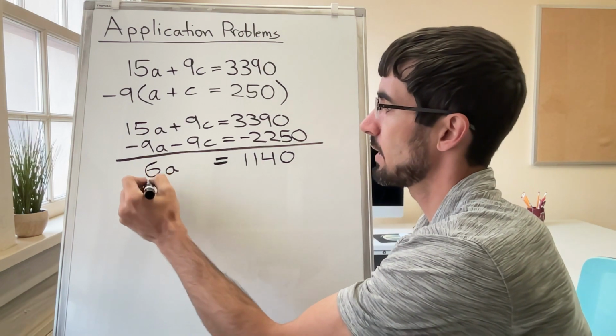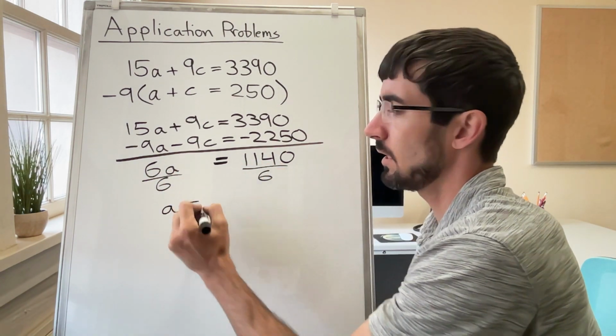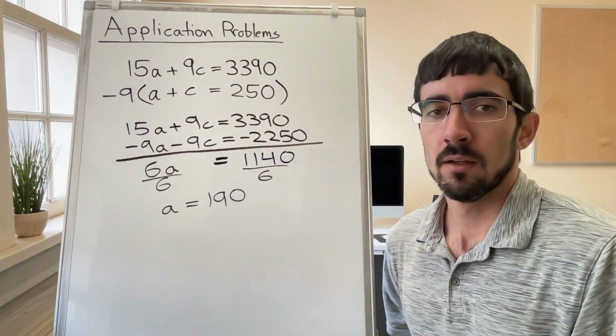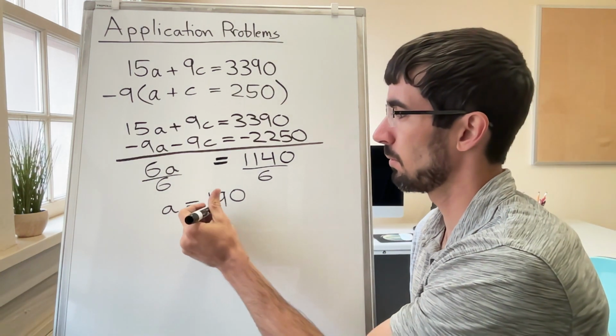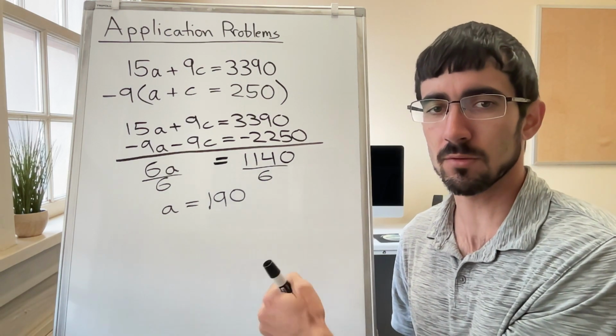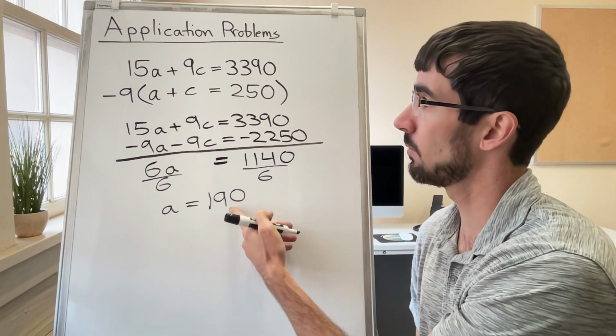I need to divide by 6 to solve for a, and a equals 190. Now that actually wasn't what the question was asking for. We were being asked for the number of children at the theater, not the number of adults at the theater. So we're not done, that's not our answer, but that will help us find the number of children.